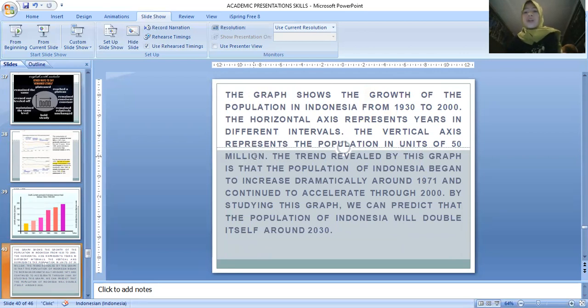After that, don't forget to describe the trends. The trend revealed by this graph is that the population of Indonesia began to increase dramatically around 1971 and continued to accelerate through 2000. By studying this graph, we can predict that the population of Indonesia will double itself around 2030. So this is the prediction.